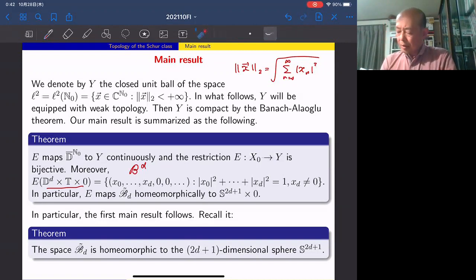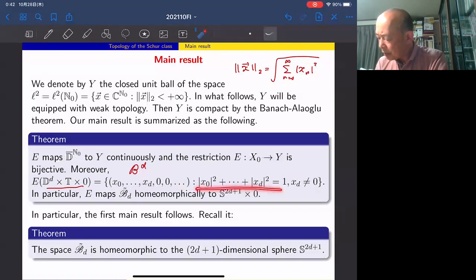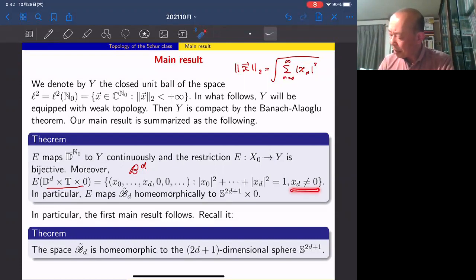Okay. So this map E maps this set to this set. It's a bit complicated, but essentially, this condition said that this is contained in S^d, the 2d plus 1 dimensional sphere in some sense. But additionally, we have this condition.